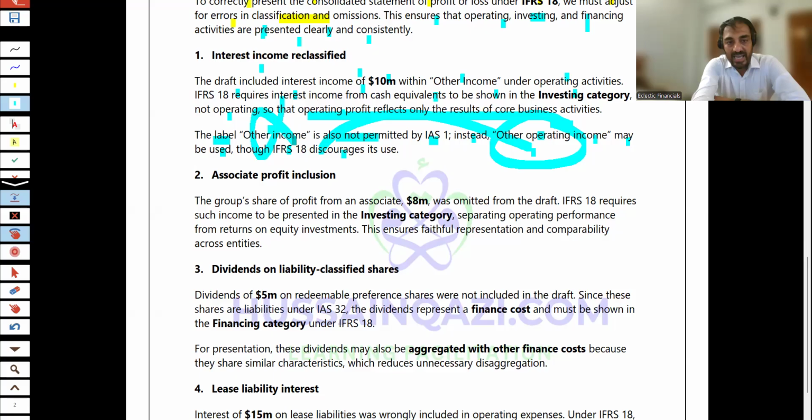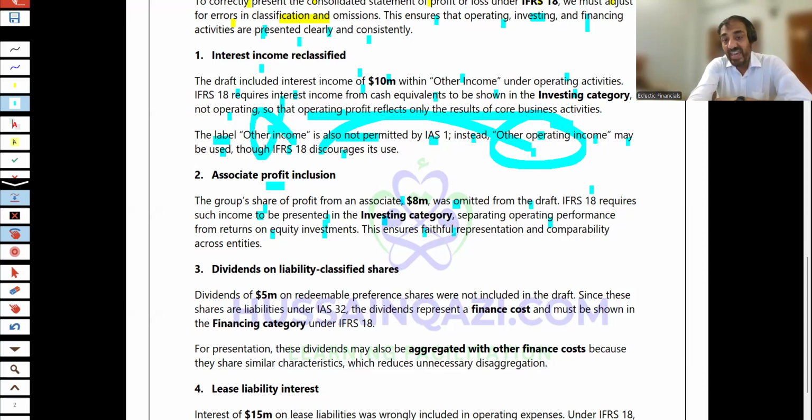Okay. Associate inclusion, associate profit. The group share of profit from associate, 8 million. Yes, same. And that was omitted from the draft. IFRS 18 requires such income to be presented in the investment category, separating it from operating performance and return on equity.